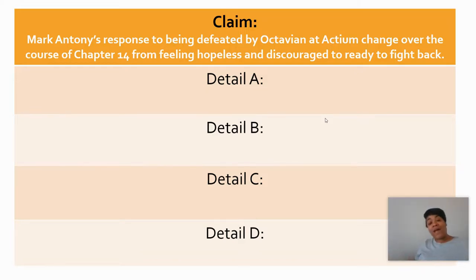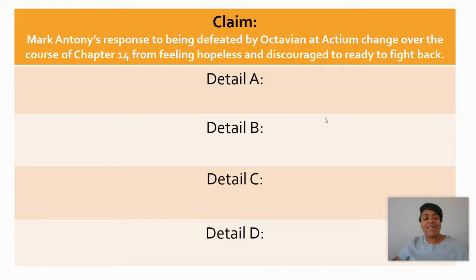So on my sheet of paper, I'm going to write claim. And scholars, you do not have to rethink of a claim. If you want to use your claim from yesterday, still write your claim from yesterday. My claim was: Mark Antony's response to being defeated by Octavian at Actium changed over the course of chapter 14 from feeling hopeless and discouraged to ready to fight back.